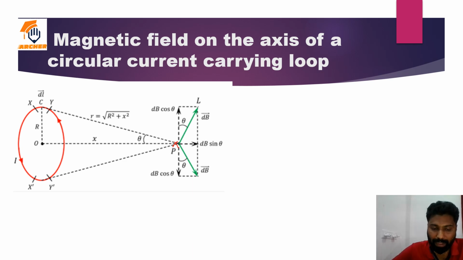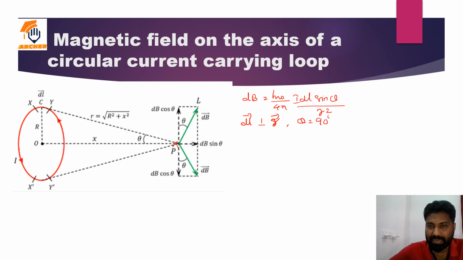So according to Biot-Savart's law, how can we write the magnetic field at P due to this dl? dB equal to mu 0 by 4 pi, I dl sine theta, divided by r square, where r is the magnitude of the position vector. Here dl and this r vector are perpendicular to each other. So here theta will be 90 degrees.